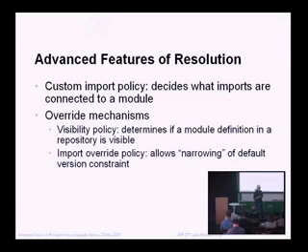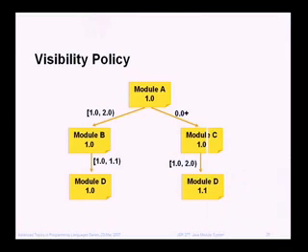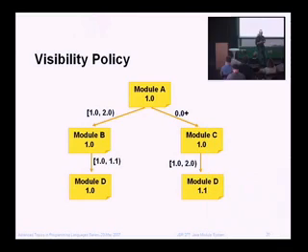So let me go one by one, starting with visibility policy. So imagine the same graph. We have this unfortunate situation that there is no sharing of module D, and we would like to fix it. So the visibility policy would let me look at the situation and say, well, I know that the problem here is that module D version 1.1 is visible. I would like to admit it's just not visible. So you install this visibility policy that does this. Makes it invisible.